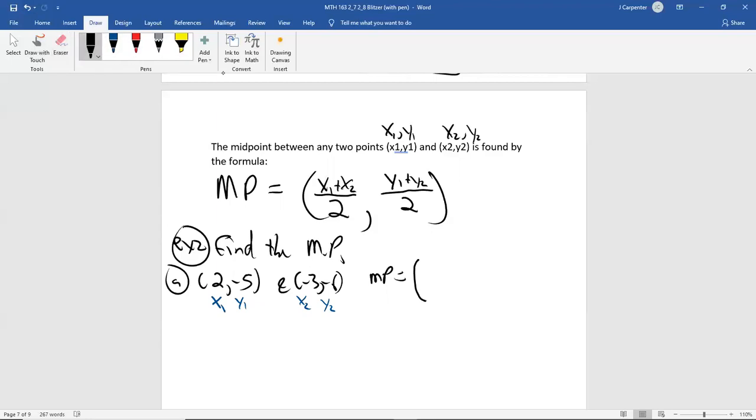So average the x values, 2 plus -3, not minus -3, all over 2. That distance formula had pluses and minuses. This midpoint is just averaging, which means adding. Then average the y values, -5 plus -6 over 2. So that midpoint, 2 plus -3 is -1, so that's -0.5, comma, -5 plus -6 is -11 over 2.